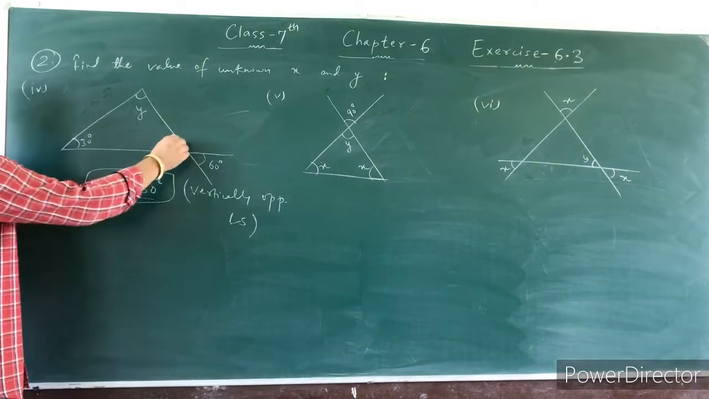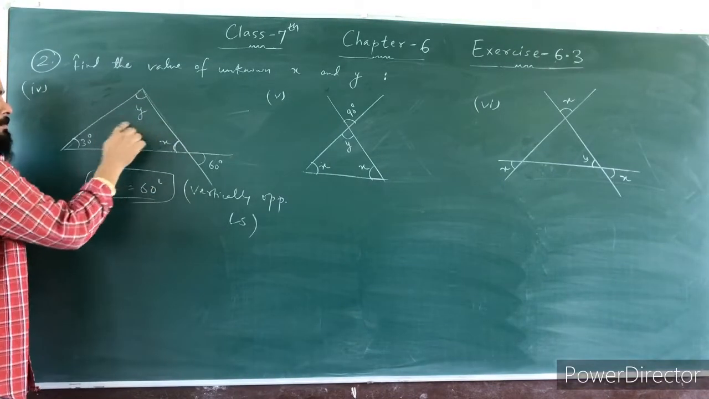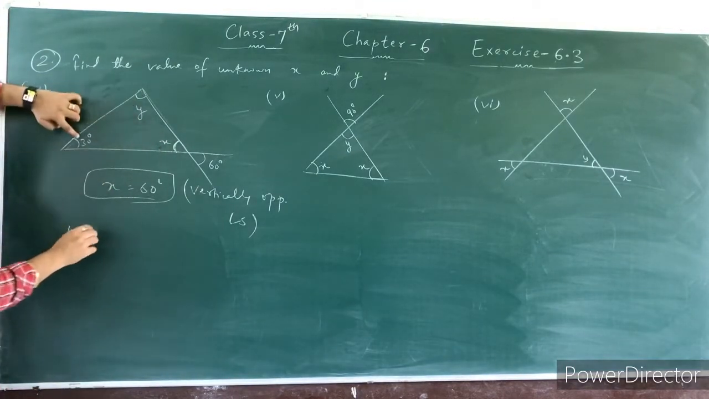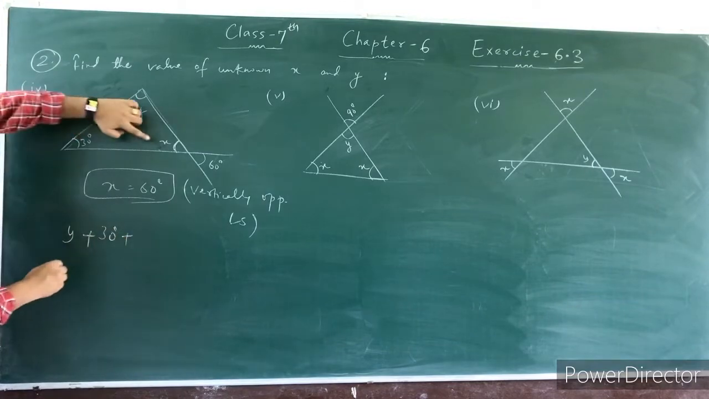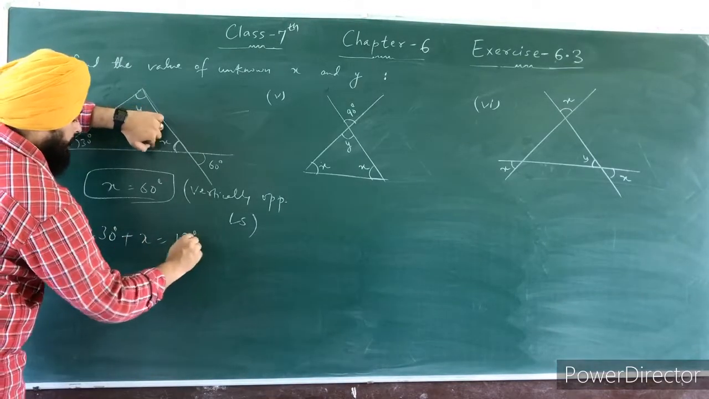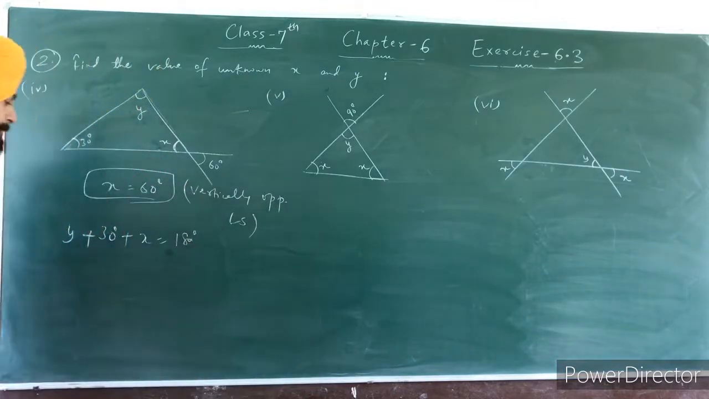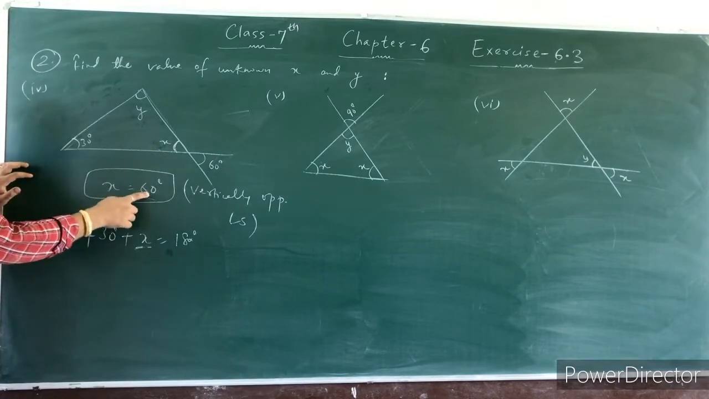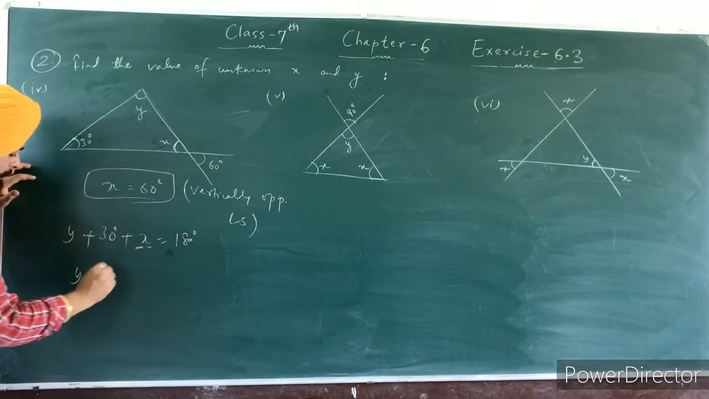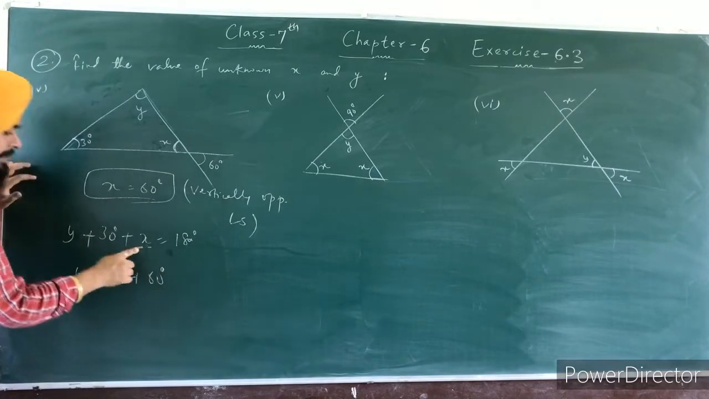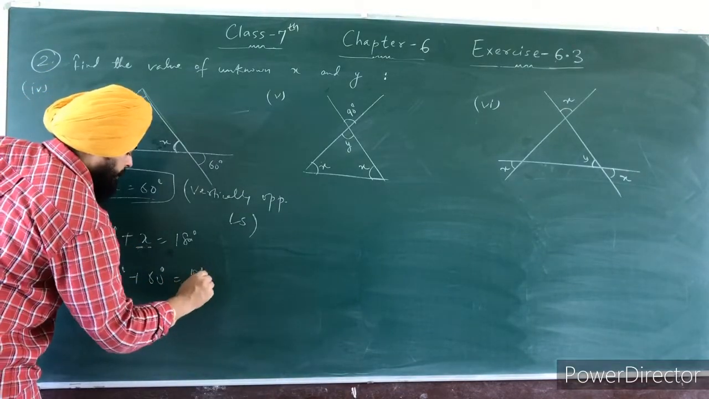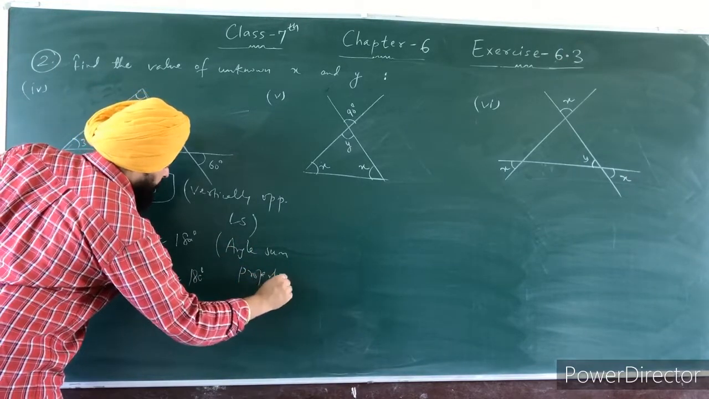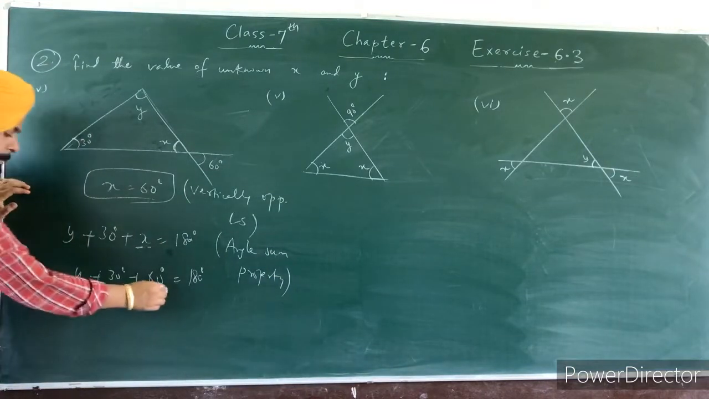Now this is a triangle. Sum of three angles of a triangle is 180 degree. So the first angle is y, second angle is of measure 30 degree, and third angle is x, equal to 180. You can write here angle sum property. Now measure of angle x is which we can already find, that is 60 degree. So you can put it here y plus 30 degree plus x is 60 degree is equal to 180. Write here angle sum property. Clear?